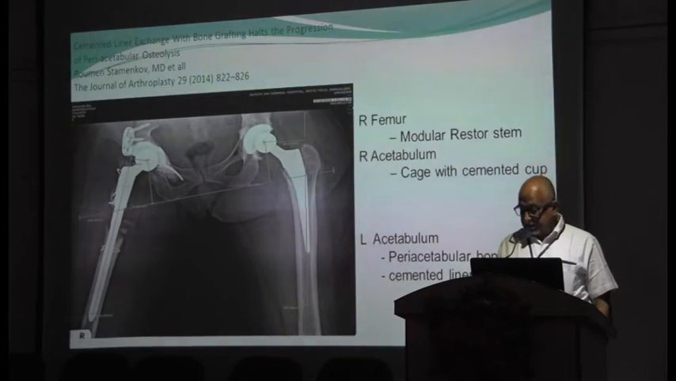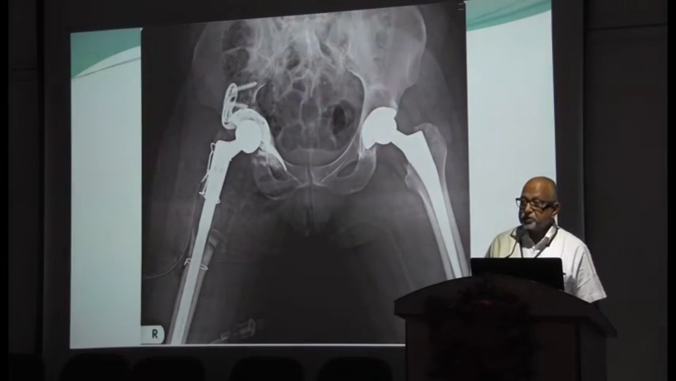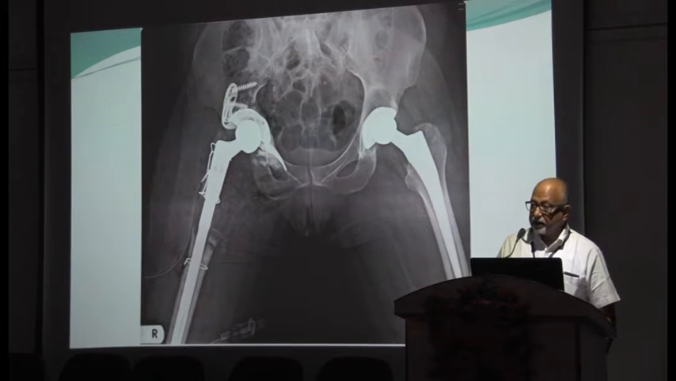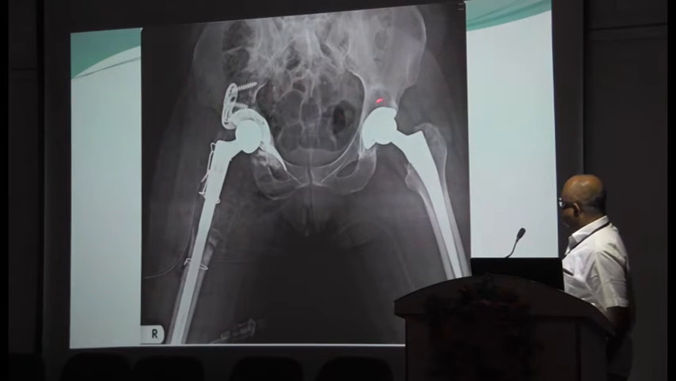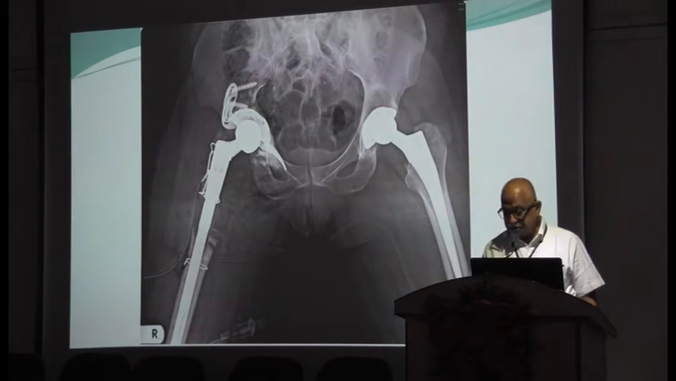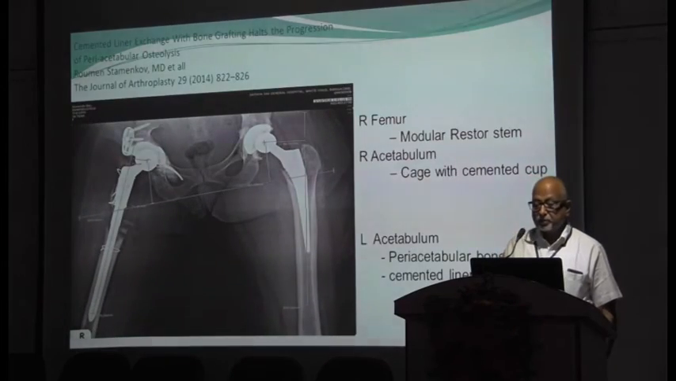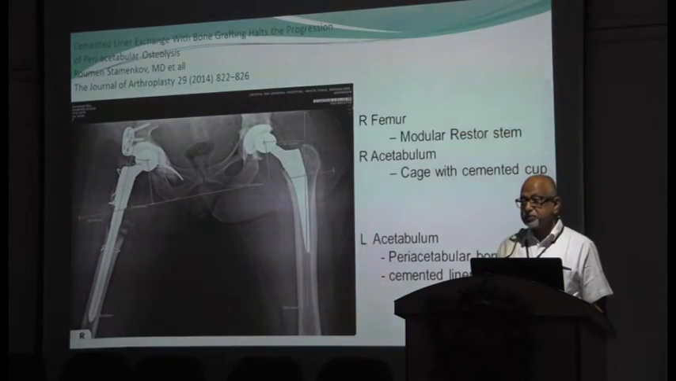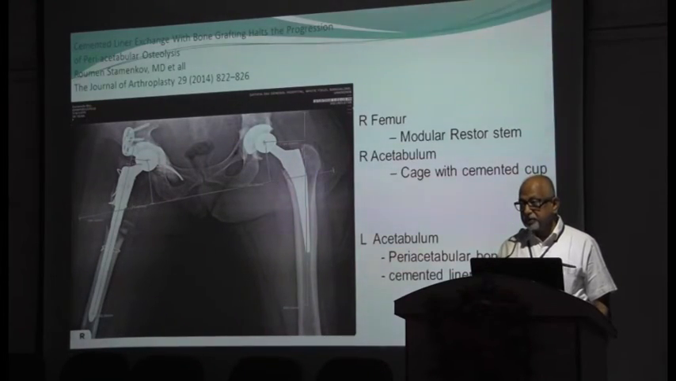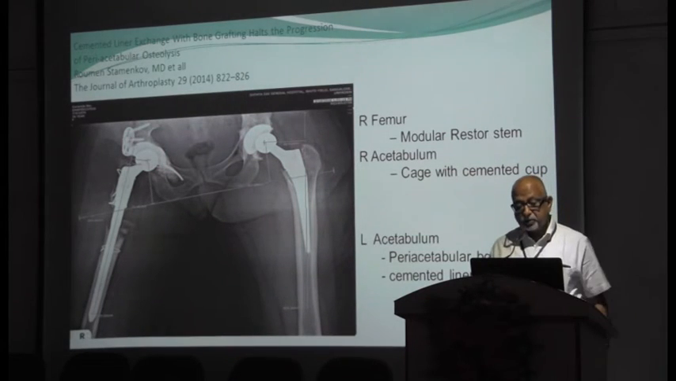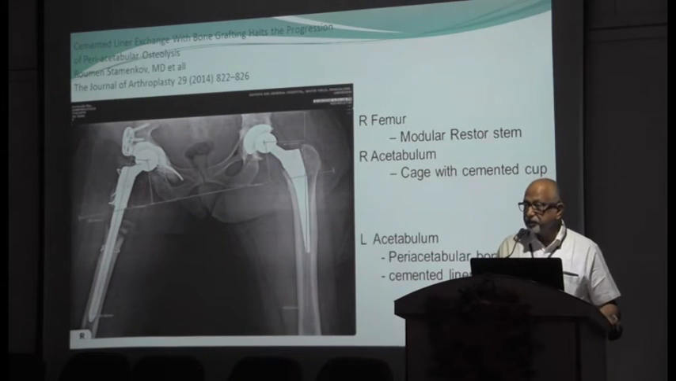On the right side, if you notice, there's also an eccentric placement of the femoral head with a superior acetabular lysis, which was addressed in a next surgery, and bone grafting was done because the cup was very stable. The lytic area superior to the acetabulum was bone grafted, and a liner was cemented into the cup itself.